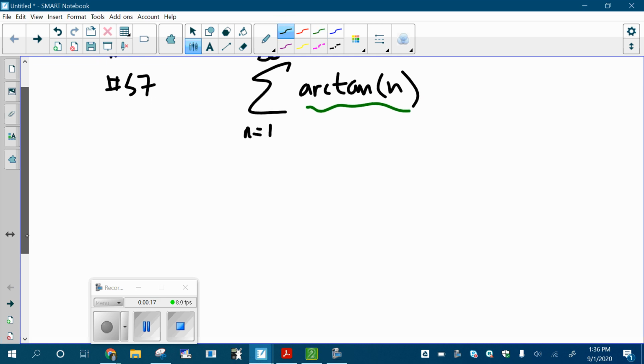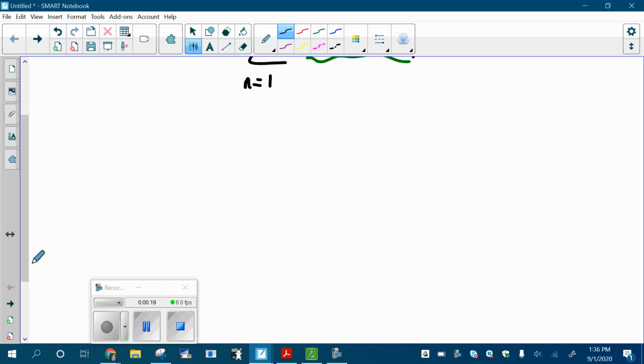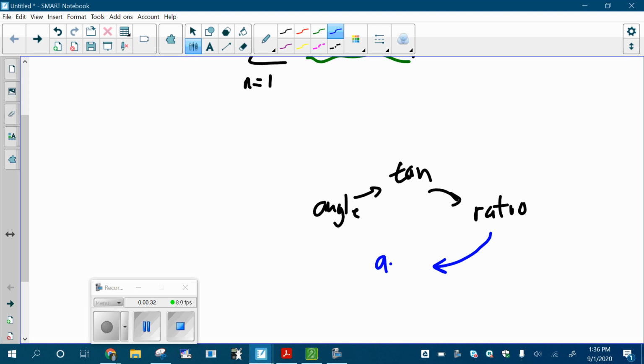Quick reminder about what arctan looks like as a function. Tangent as a function, you put in an angle and it spits out the tangent ratio. Arctan is the inverse of tangent, so you put in the ratio and it spits out the angle. Specifically, arctan spits out angles between negative pi halves and pi halves.